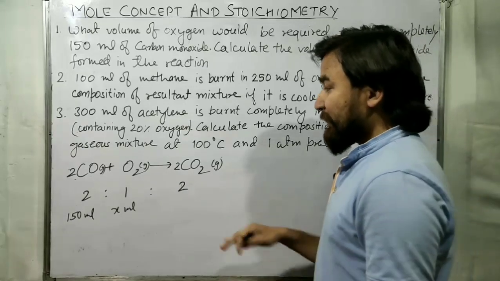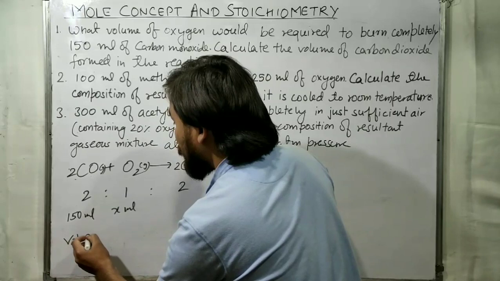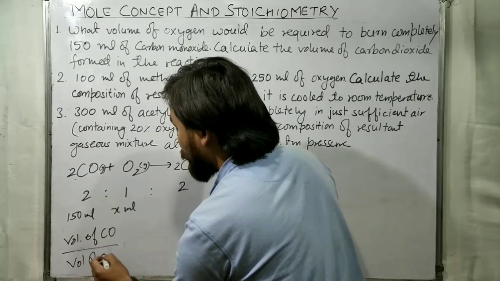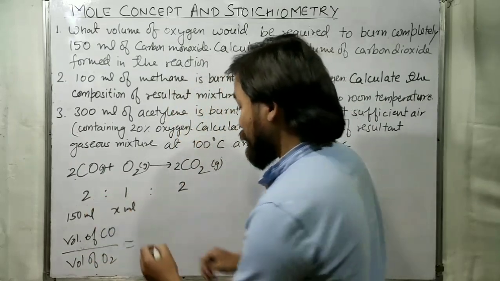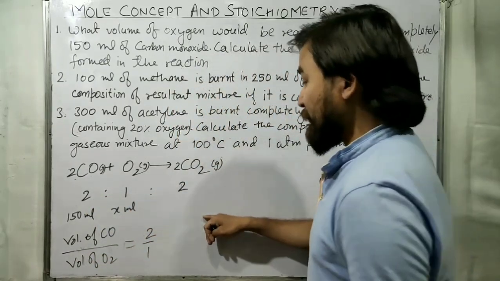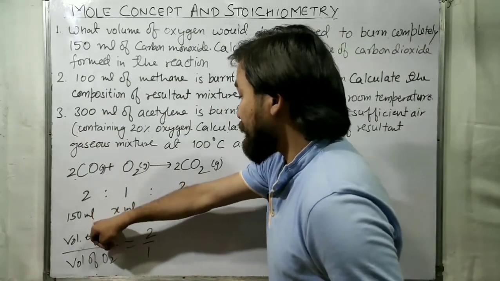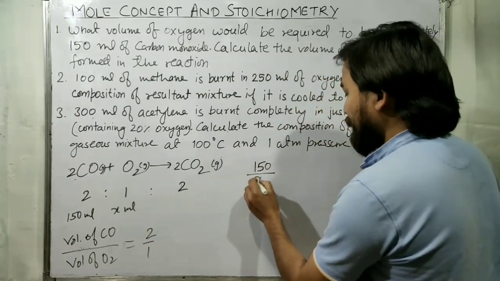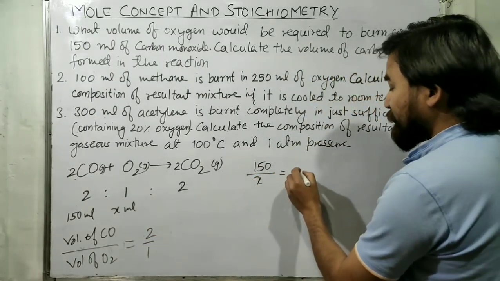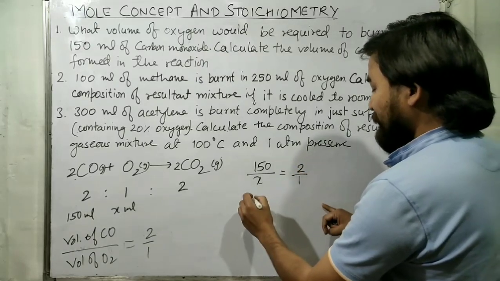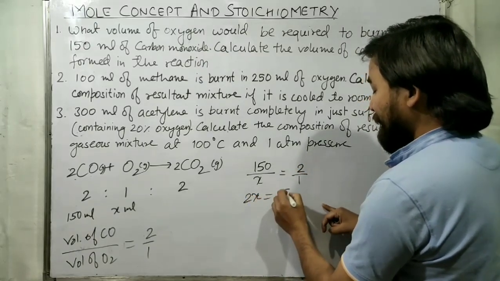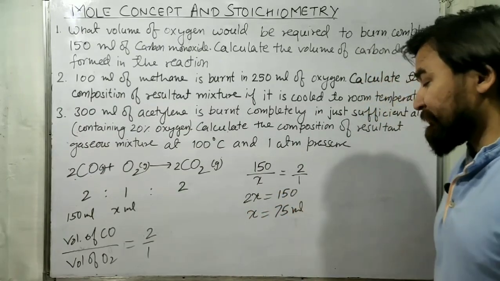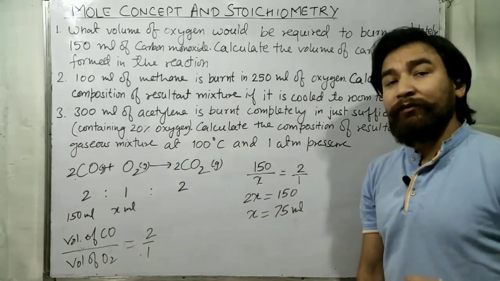So what will we do? The volume of carbon monoxide by volume of O2, the ratio is given, that is 2:1. So let us say it is 2/1. So what is the volume of carbon monoxide? That is 150 ml. So write down the value, that is 150 by volume of oxygen. We don't know the volume of oxygen. Let's say it is x, that is equal to 2/1. So cross multiply, 2x equals 150, or you can say x equals 150/2, that is 75 ml. So we have got the volume of oxygen.